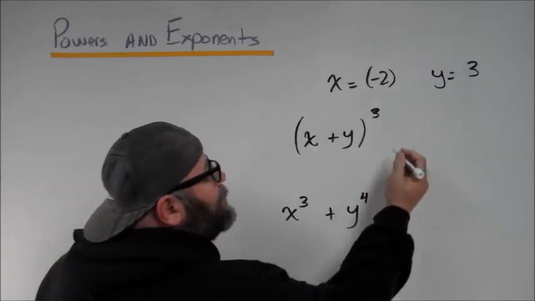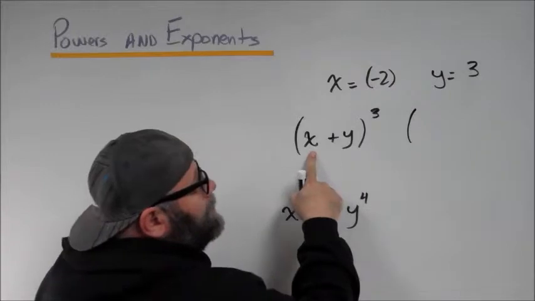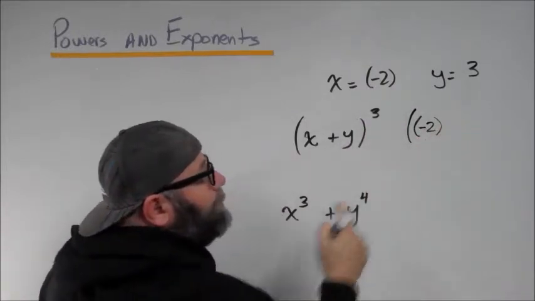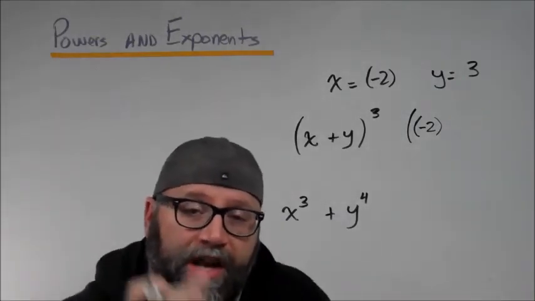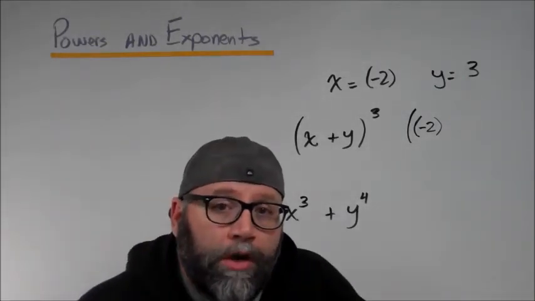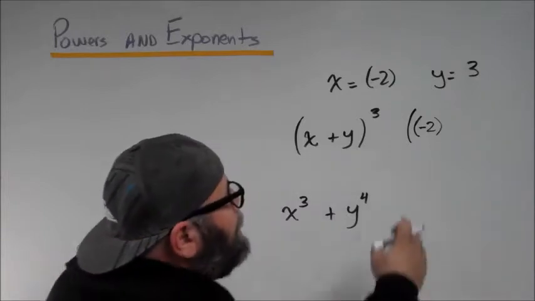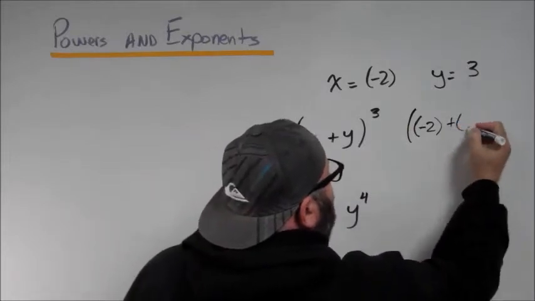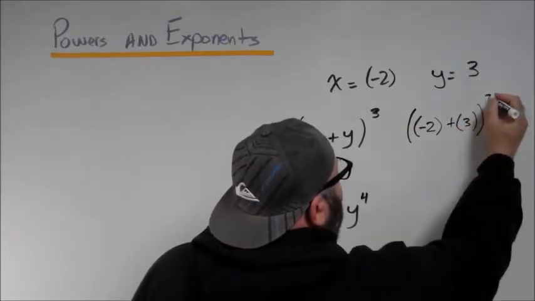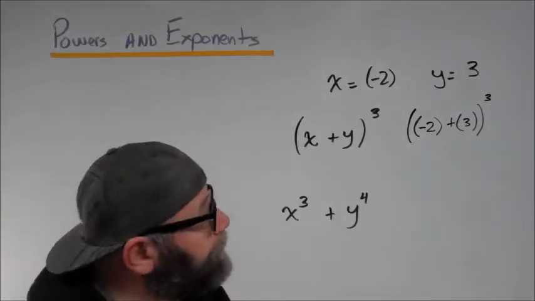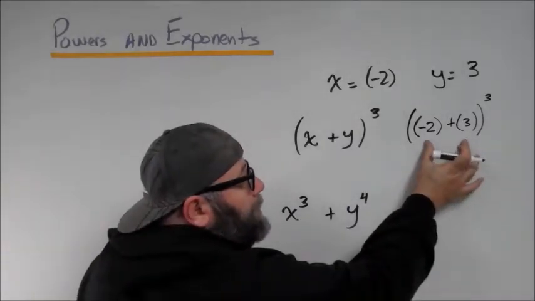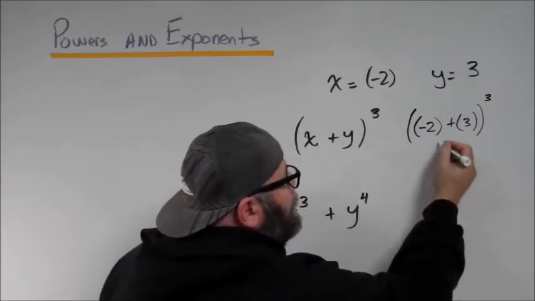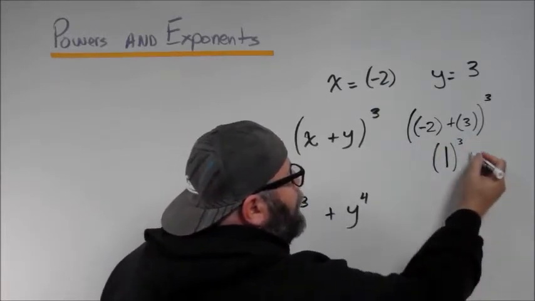So in this first one, I'm going to substitute in for x, -2. Now when I substitute in, I'm always going to put the parentheses. The parentheses make a difference. It helps me remember that the number isn't 2, but it is -2. So parentheses -2 plus, and I'm substituting the y in here, parentheses 3, and that whole thing is raised to the 3rd power. So we do the grouping first. -2 plus 3 is +1, and we still have it raised to the 3rd.